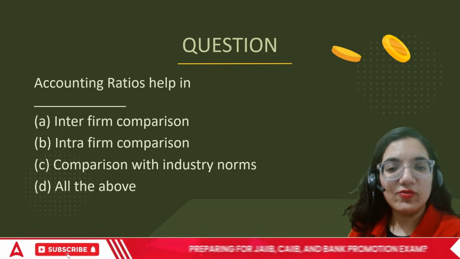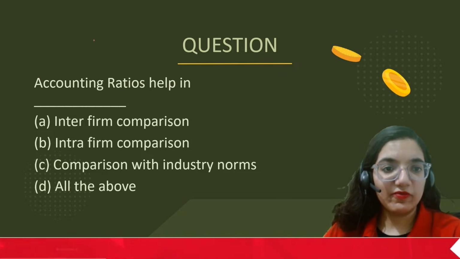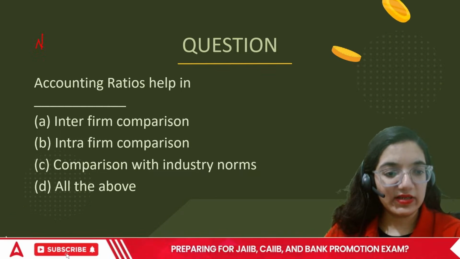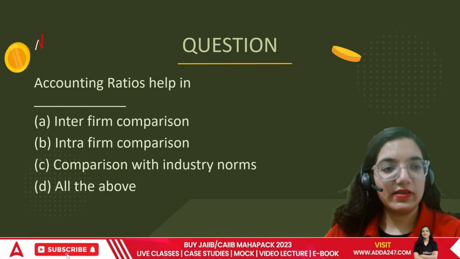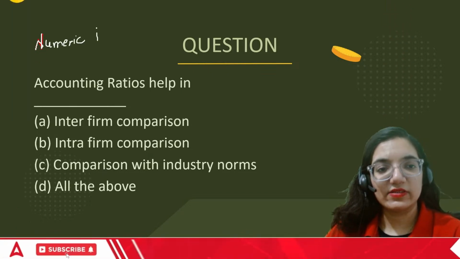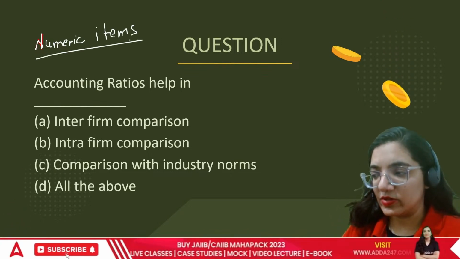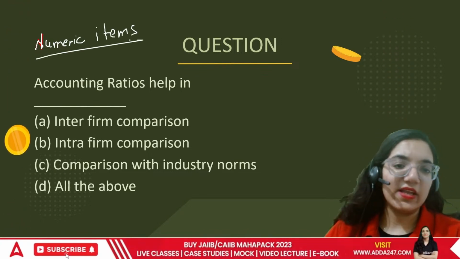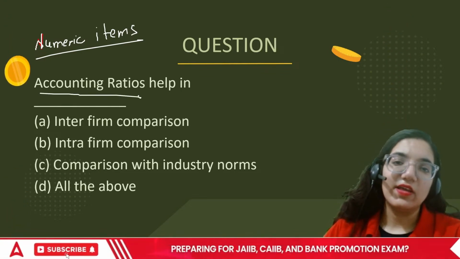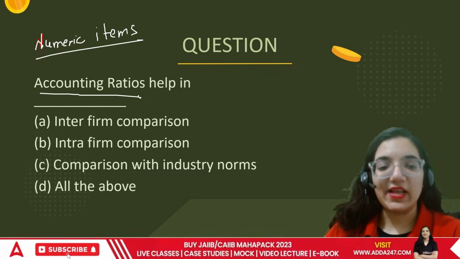What does it exactly do? Accounting ratios are basically relationships between two or more numeric items. The numeric items which are going to have a particular relationship, there can be any kind of relationship. That is what they call accounting ratios. Relationships between two or more items of the balance sheet or the financial statements.